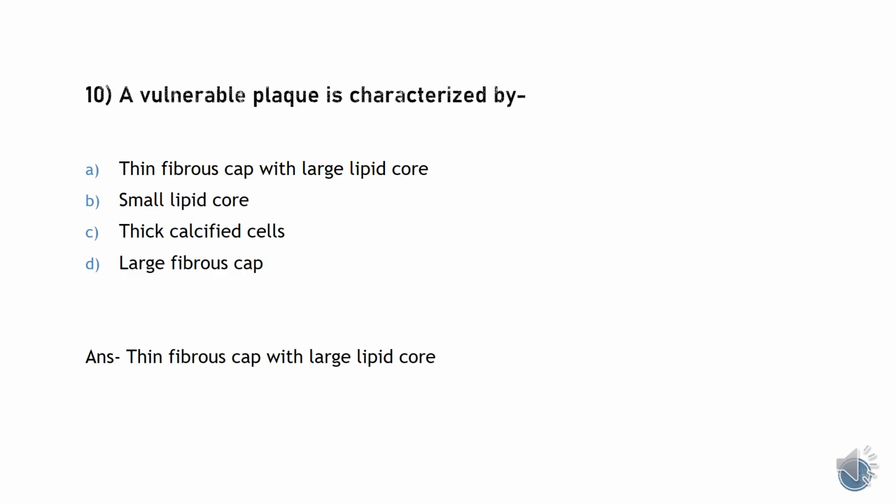10th question. A vulnerable plaque is characterized by, the options are first, thin fibrous cap with large lipid core, second, small lipid core, third, thick calcified cells, fourth, large fibrous cap. So the answer is thin fibrous cap with the large lipid core. Why? Because the vulnerable plaques are more prone to rupture and form the thrombosis. So they have a thin fibrous cap, a large lipid-rich core, and are infiltrated with the inflammatory cells like macrophages.